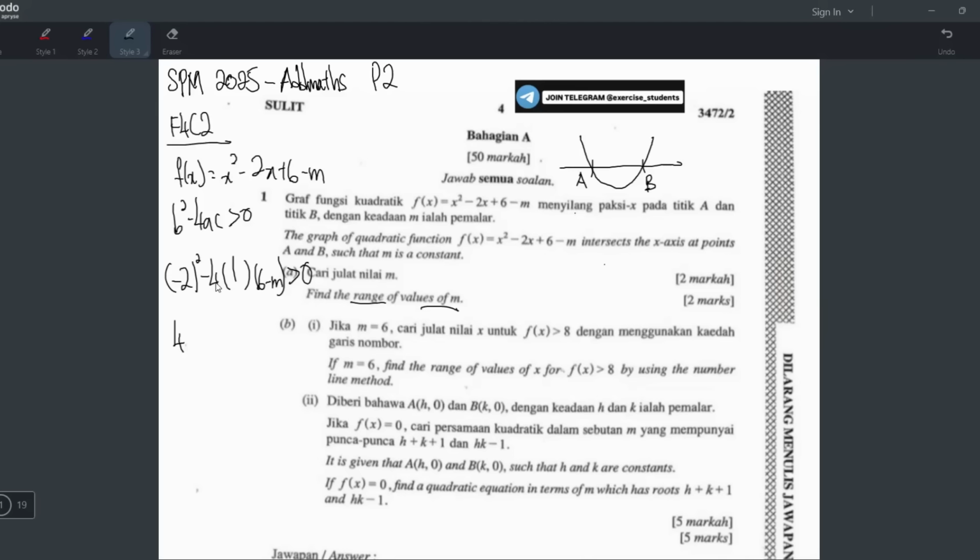-4 times 1, you can ignore the 1 because -4 times 1 is -4. So straight away times 6 times -m. -4 times 6 is -24. -4 times -m is just positive 4m, bigger than 0. I'm trying to find m here, so m has to be single.